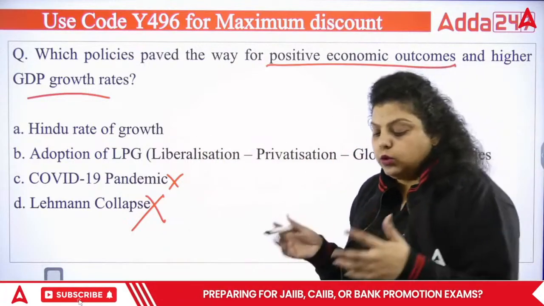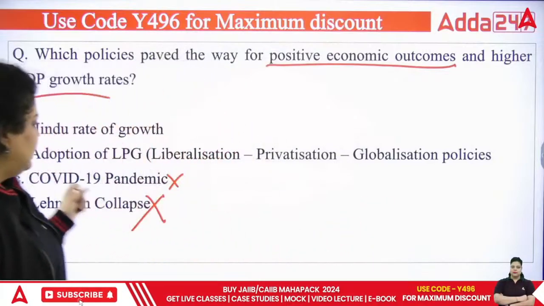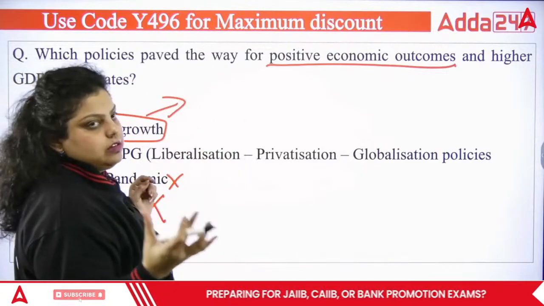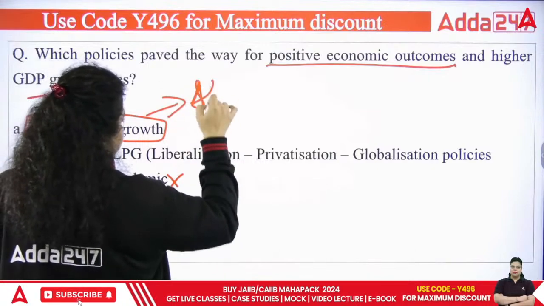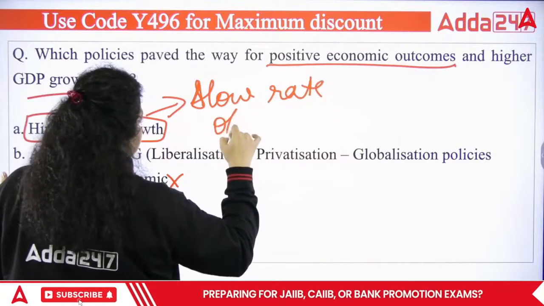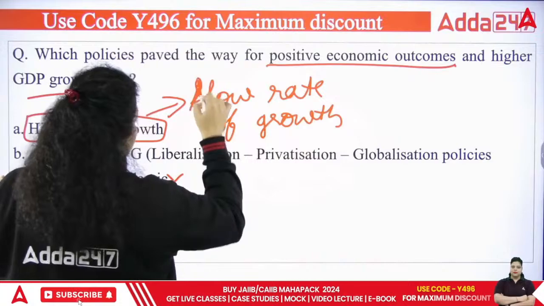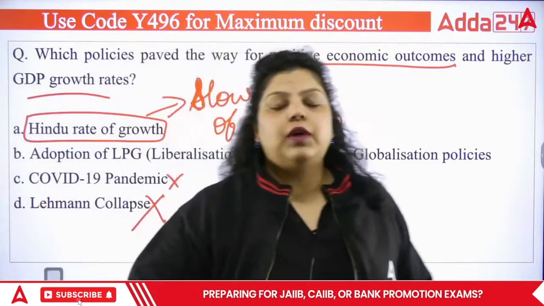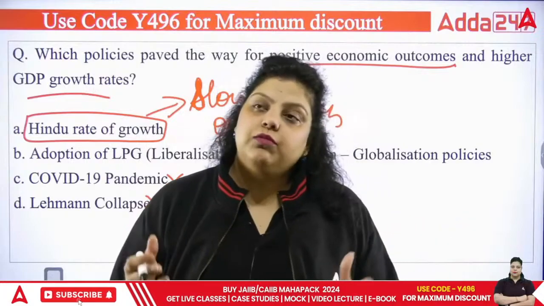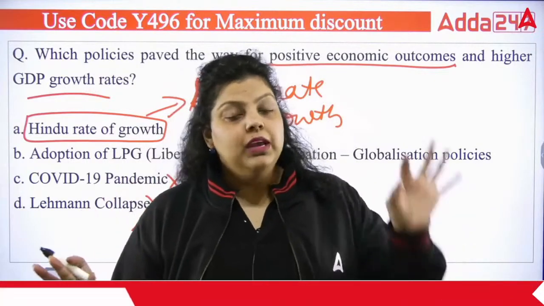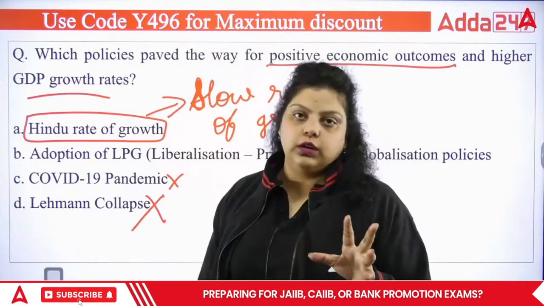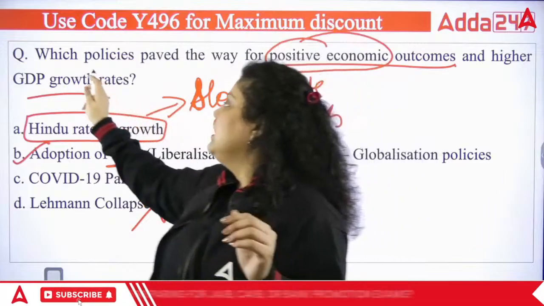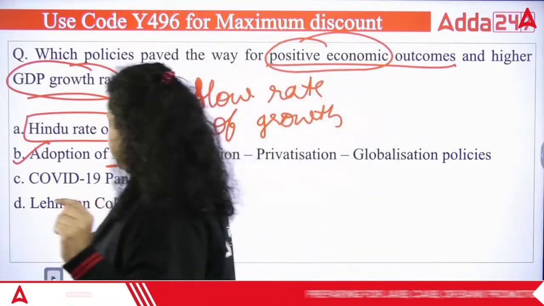Now, Hindu rate of growth. Now A or B can be there. But those who know what the Hindu rate of growth is will definitely answer that the right answer is B. If you do not know, I will let you know. This term was coined by Professor Raj Krishna. He said that the slow rate of growth used to be represented in our country in the form of the Hindu rate of growth. India, until the 6th five-year plan, was in a slow rate of growth. We had an average of only 3 to 3.5% growth. So that slow rate of growth was named the Hindu rate of growth. So the right answer is LPG. When we adopted the LPG, we saw positive economic outcomes and the GDP growth rate increased. So the right answer will be B.